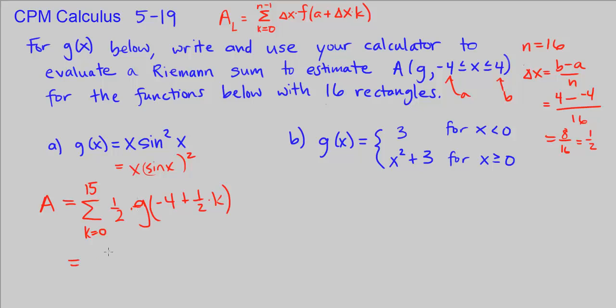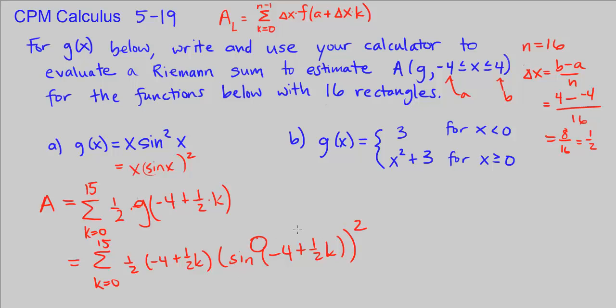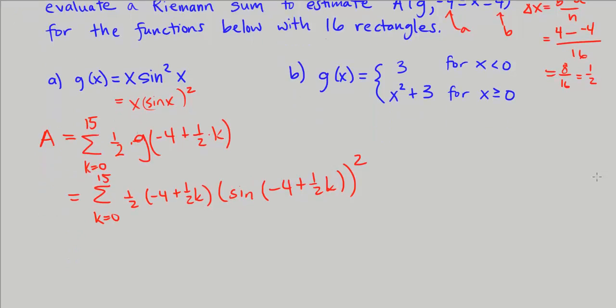So plugging in our function g, the rest stays the same. We have 1/2 times g with this input, which is going to be -4 plus 1/2 k, times sine of -4 plus 1/2 k, and the whole sine is squared. Or I could put this squared here too. It means the same thing. Okay, so to evaluate this, we're going to approximate it in our calculator.